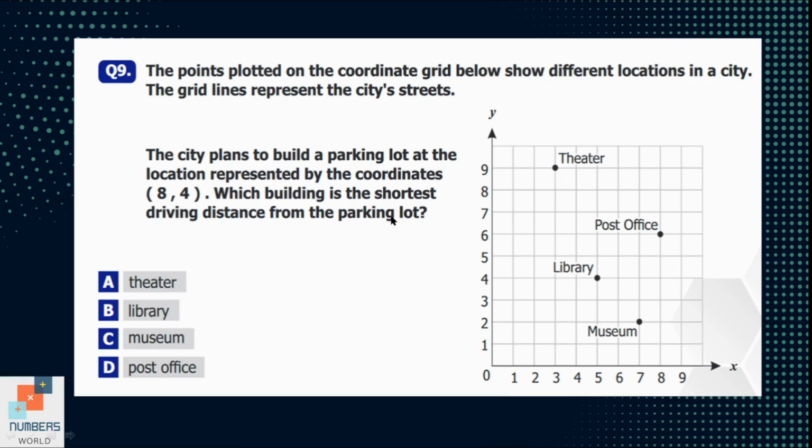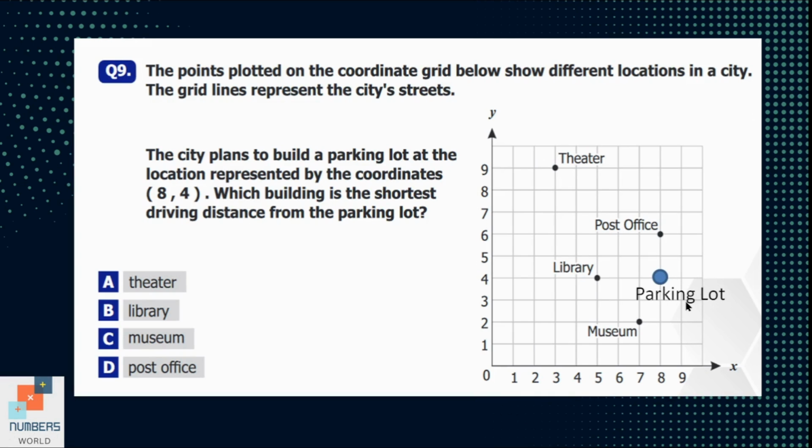So to calculate that, we are simply going to plot the coordinates 8 and 4 on the coordinate grid. 8 is our x coordinate, so we will find it on the x-axis. Here it is. And 4 is our y coordinate, so we will find it on the y-axis. So here it is. This is the point where our parking lot is.